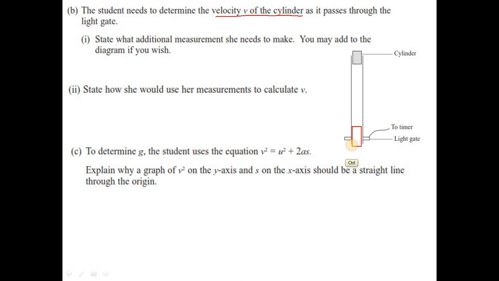When the cylinder is passing through the light gate, if you wish to find the velocity of the cylinder, you need the length. That means you need the length of the cylinder, because this length divided by the time noted by the timer gives you the velocity. So you need the length of the cylinder.